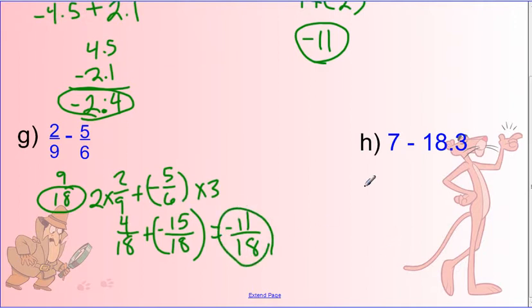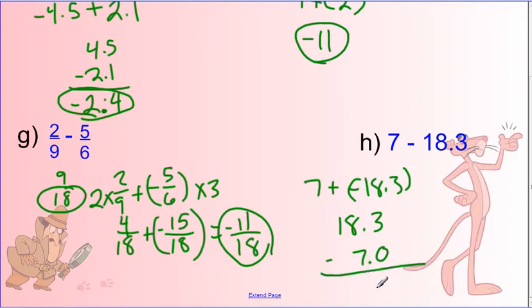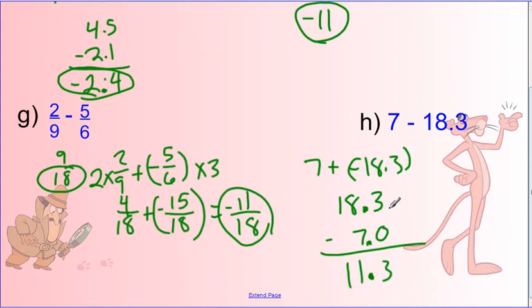And letter H, we have to do our KFC, so we're going to have a positive 7 plus a negative 18.3. This has different signs, so we're going to subtract. Put 18.3 on top, 7.0. It's a whole number, so it's 0.0 on the bottom, and we are subtracting. Decimals are lined up. So subtract 3, 1, 1, and we keep the sign of the bigger number. There are more negatives than positives, so it is a negative 11.3.